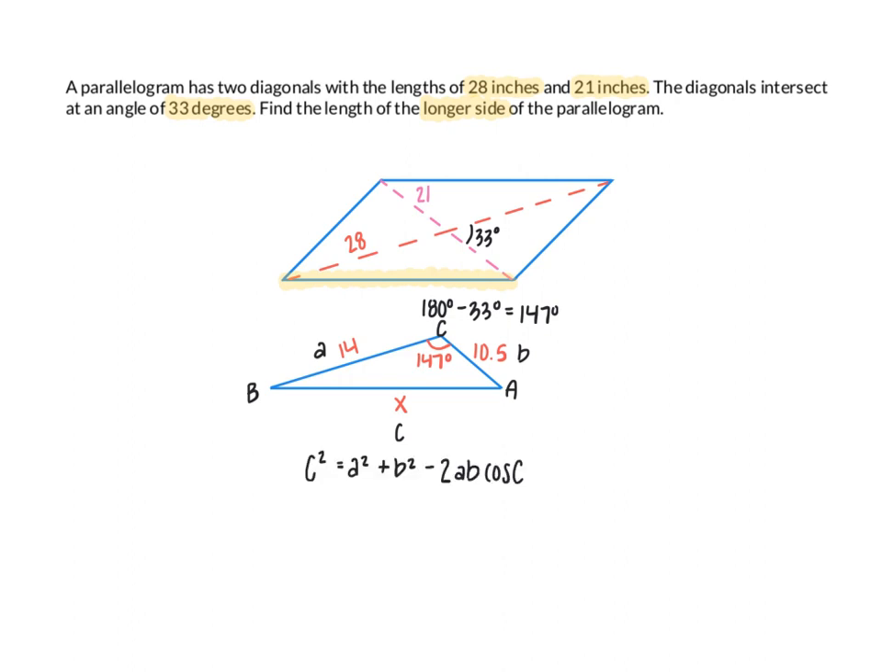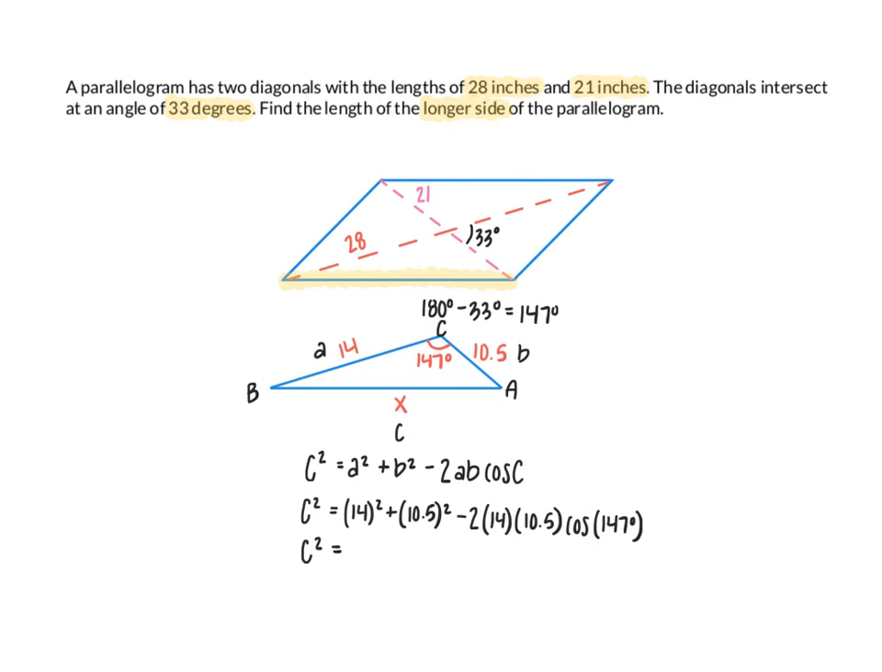So now I know which formula I need to use. I'm going to go ahead and start plugging in all the numbers. So c squared equals side length A squared plus side length B squared, minus 2 times side length A times side length B times cosine of angle C. And now I'm going to go ahead and plug all of this into a calculator. Again, you will get a calculator for this portion of the test, so do not worry.